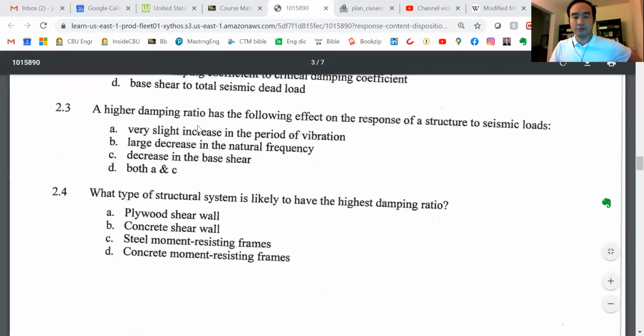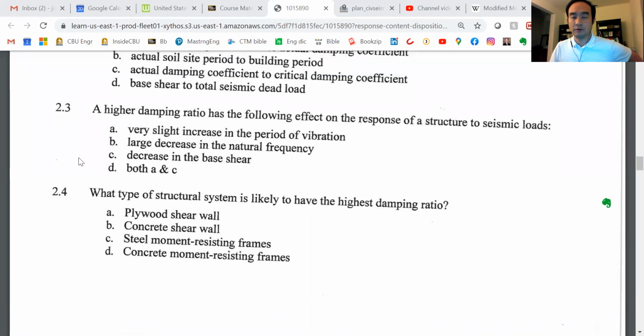Higher damping ratio has the following effect on the response of the structure to seismic loads. A, very slight increase in the period of the vibration. B, large decrease in the natural frequency. C, decrease in the base shear. D, both A and C. What do you think?